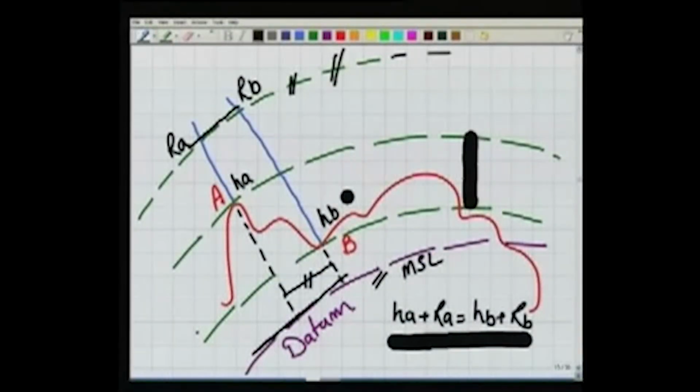Now how do we actually realize all these things in actual practice? For this we have some instruments. Number one is level. I am not going to show you the actual level today. In our next class, lecture number 2 of this module, we will see the various kinds of levels which are there. But today we will understand the principle of the level, what it is.